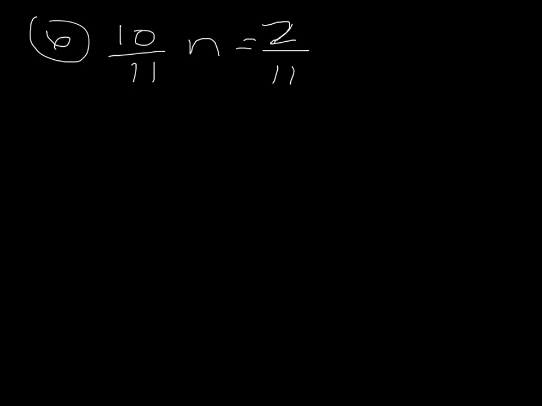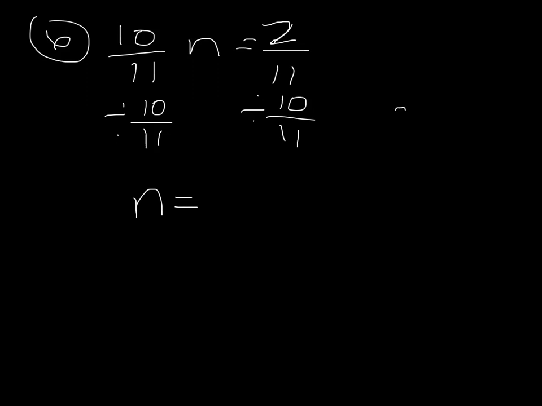Okay, for number 6 it says 10 over 11 n equals 2 over 11. Okay, so again, we're multiplying. I'll give you actually another one that we have to divide and then we multiply, okay? So here's what I'm going to do. I'm going to divide both sides by 10/11. Okay, so on this side I'd get an n equals.